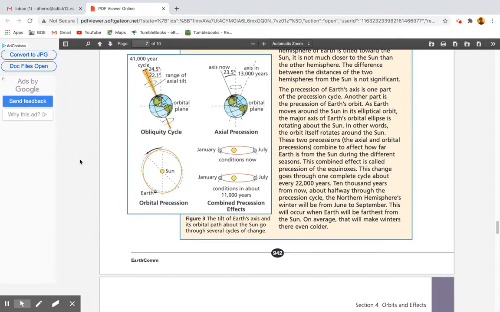10,000 years from now, about halfway through the precession cycle, the northern hemisphere's winter will be from June to September. This will occur when the Earth will be farthest away from the Sun. On average, this will make winters there even colder. Figure 3 shows the tilt of Earth's axis and its orbital path about the Sun go through several cycles of change.